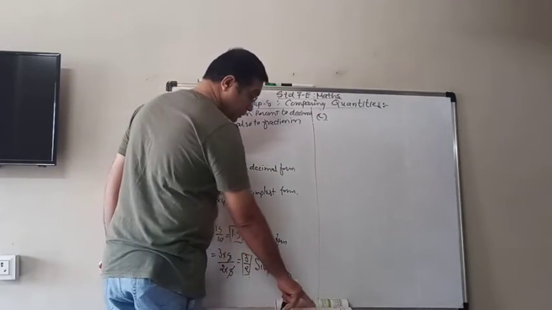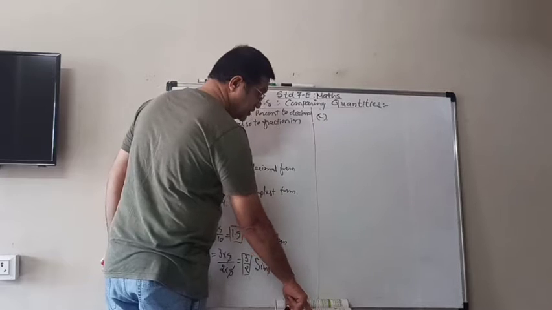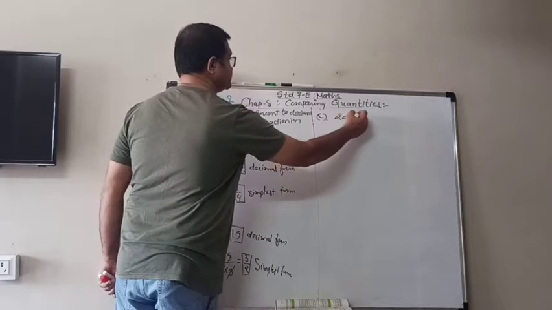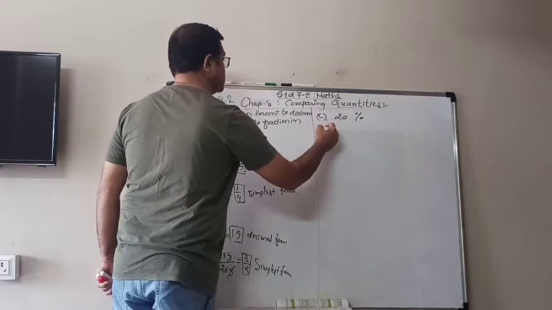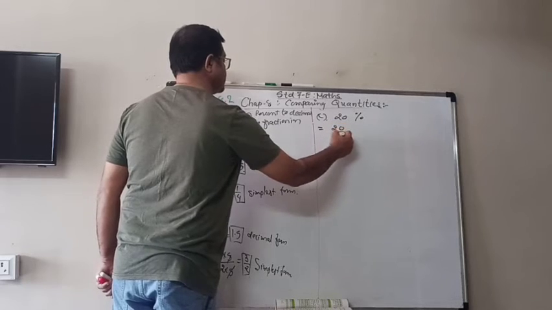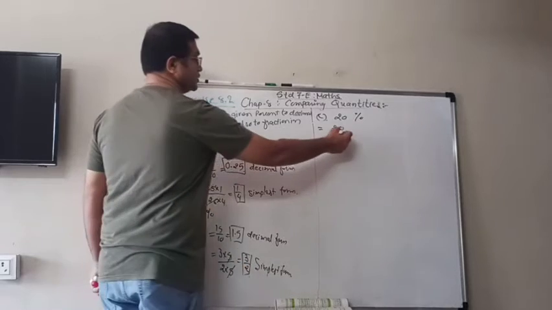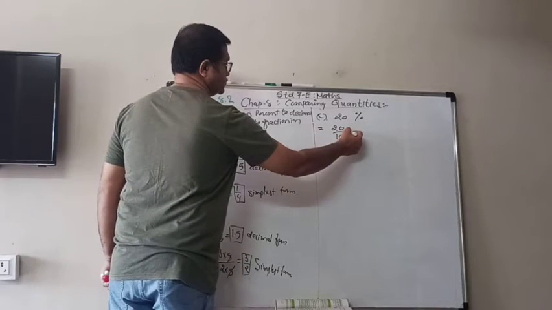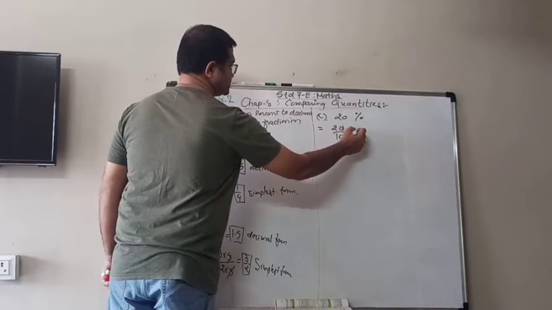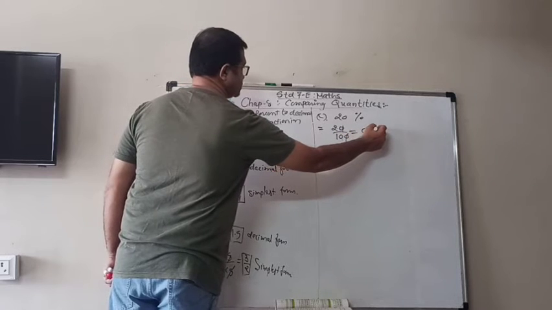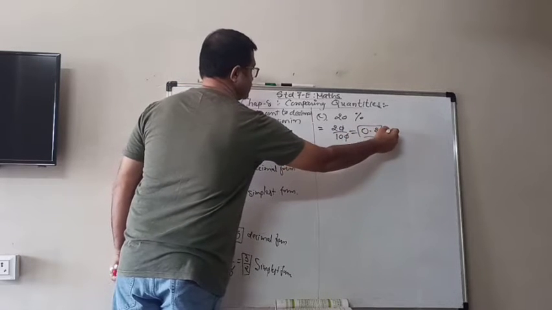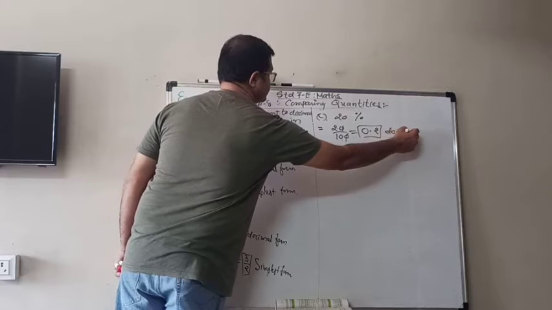C. C is 20%. So 20% is 20 upon 100. So you get cancellation, so 0.2, which is our decimal form.